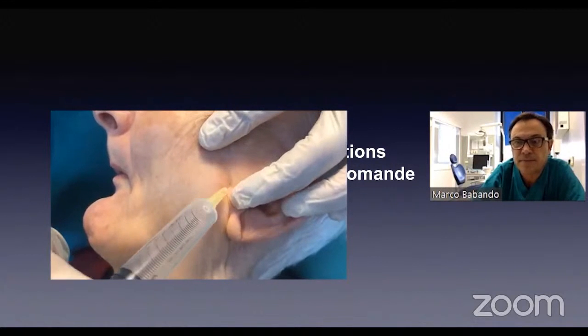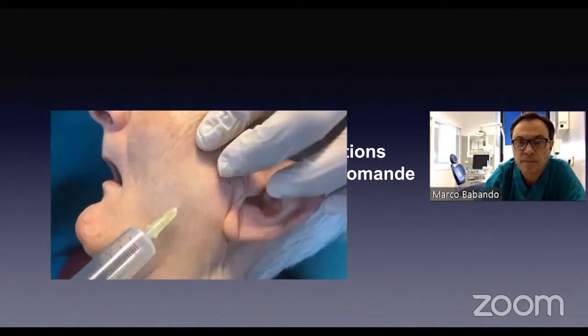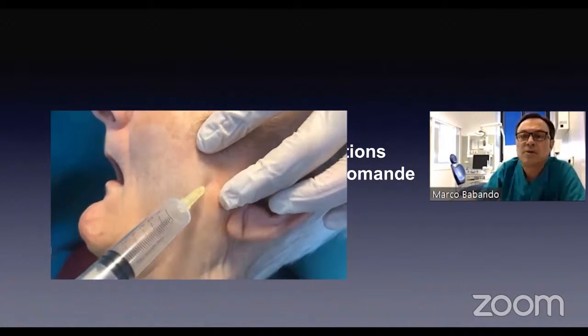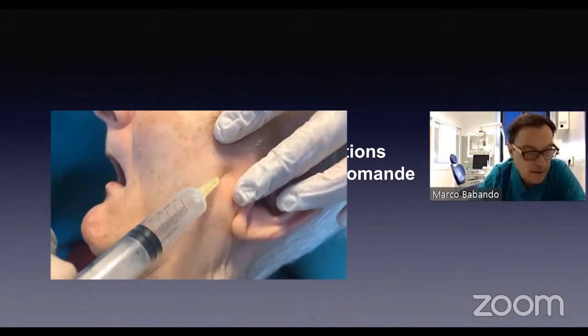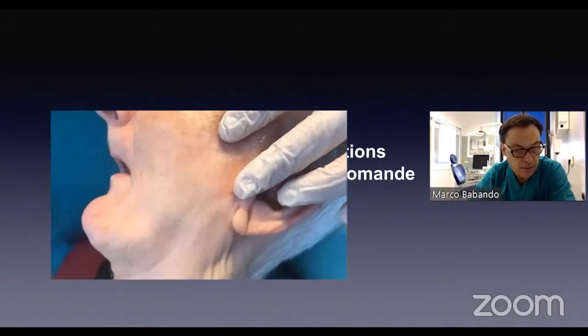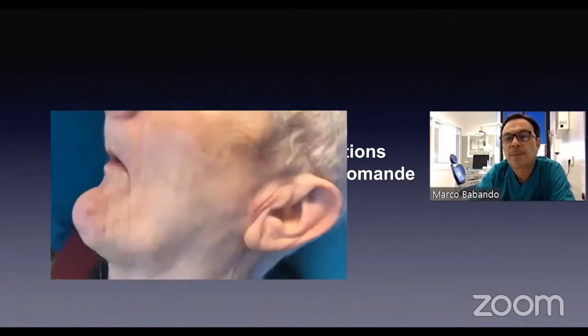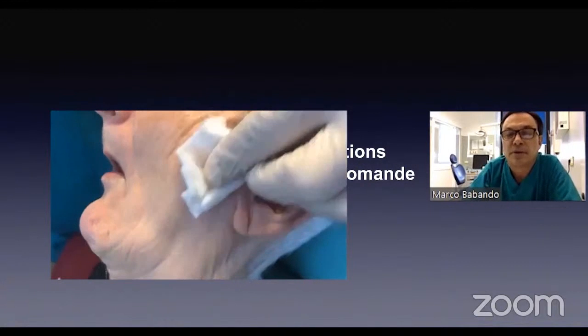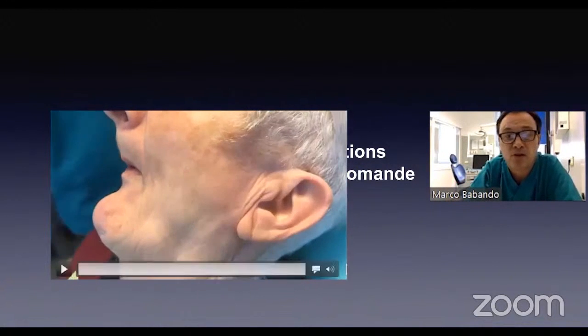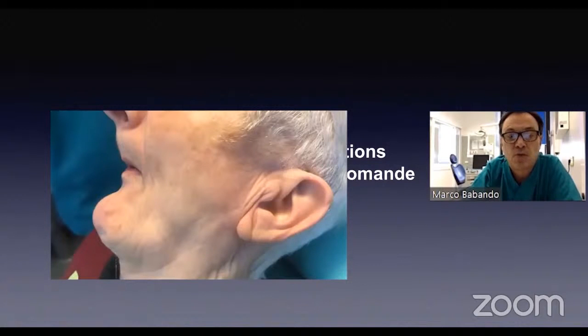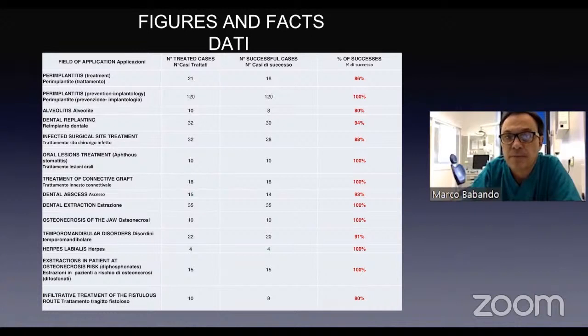Here we see some facts and figures. They are constantly changing, of course, because ozone is used daily. Me personally, I use ozone on basically every patient. As I perform many surgeries, I use it very frequently. And given the number of surgeries, we can see that we have a great number of successful cases.